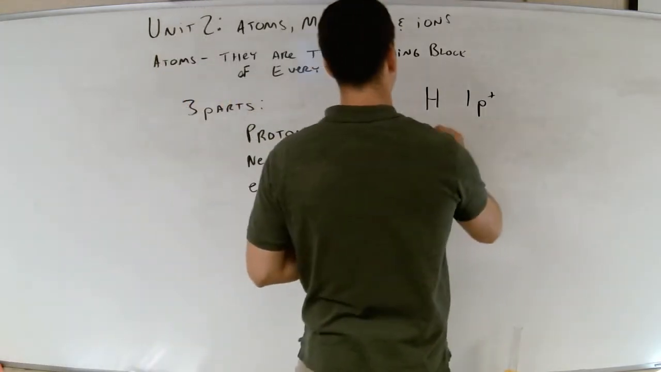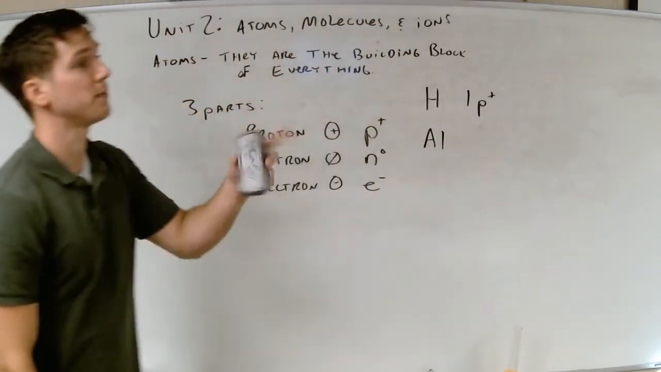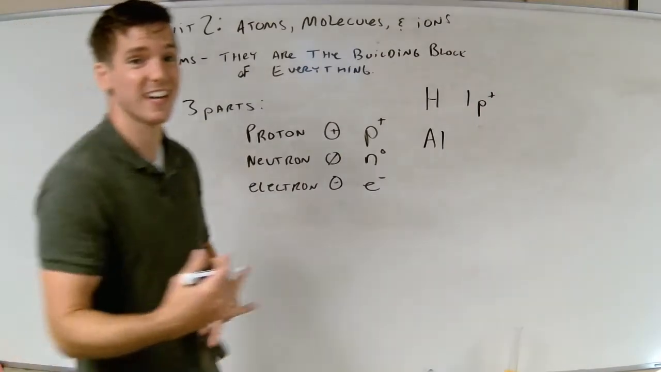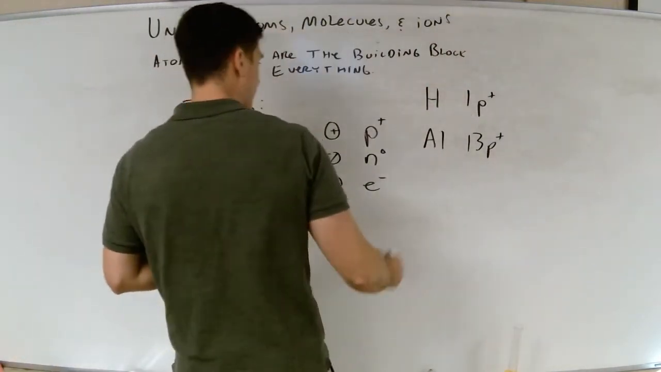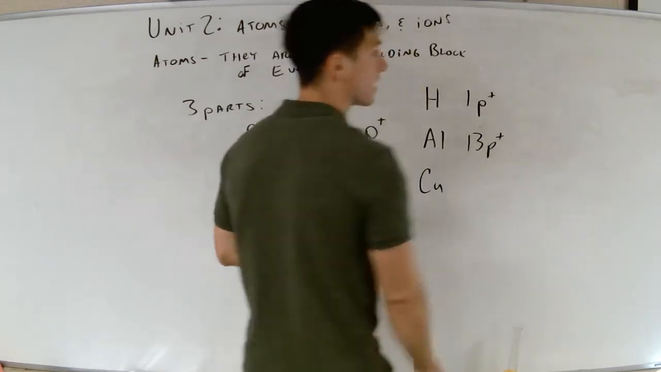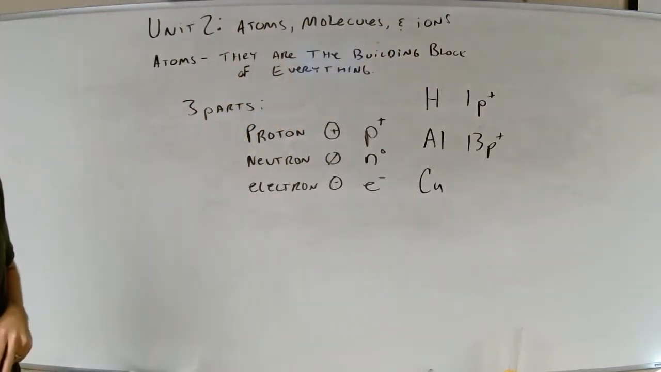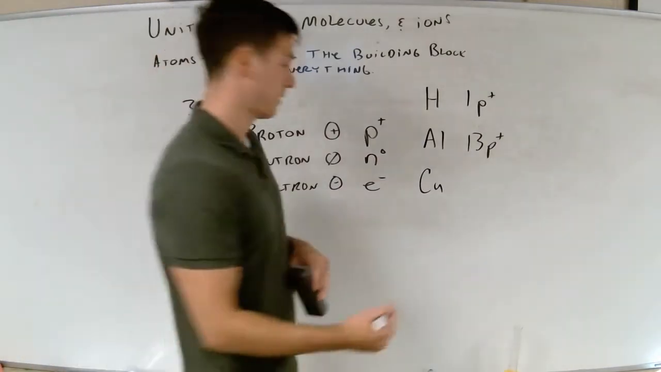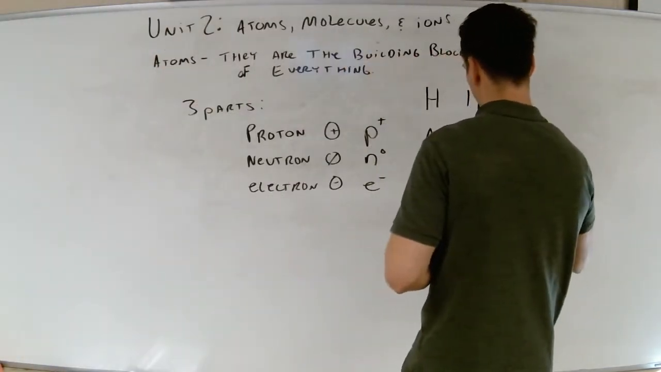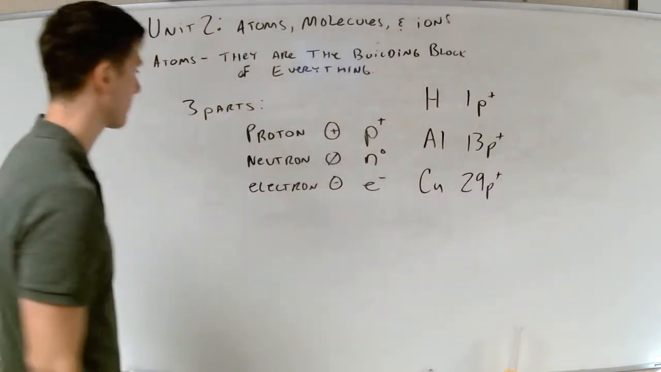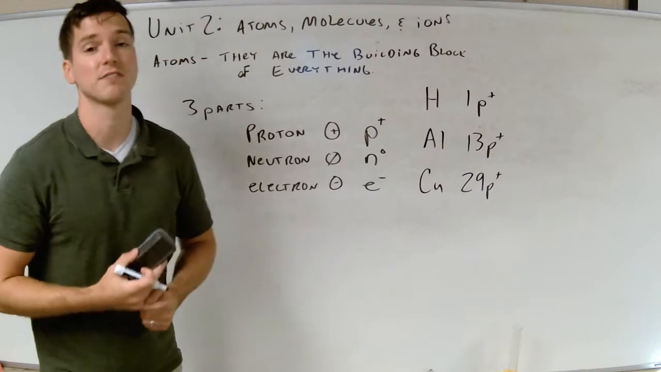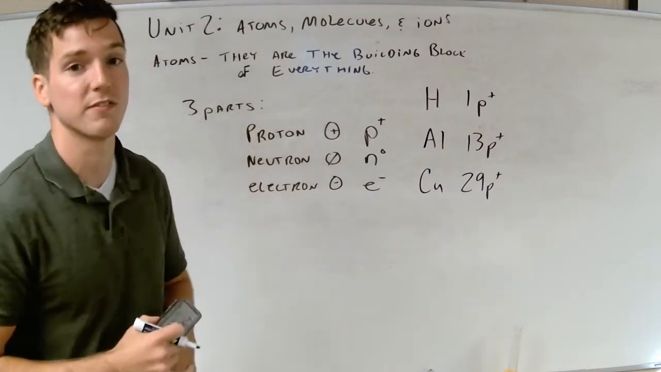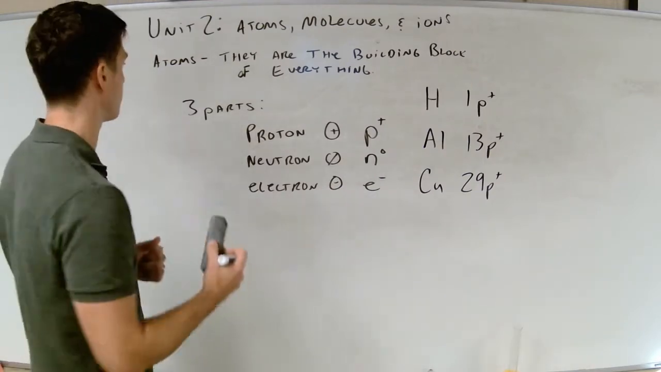I might look at something like aluminum. I go over to the periodic table, I look right above it, and it's got an atomic number of 13, so it's got 13 protons. Same dealio with copper. I look at copper, I look at the number above it, and I get something like 29 protons. Okay, so got to be able to know how to do that. Pretty basic stuff. Now let's figure out how we can figure out those neutrons and electrons as well.